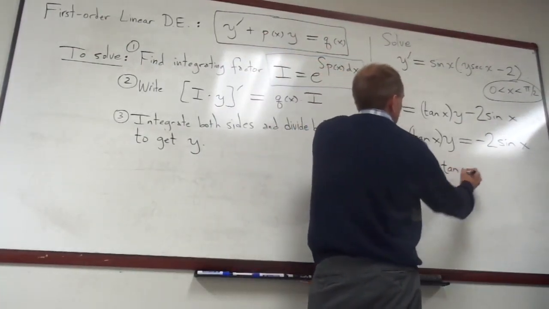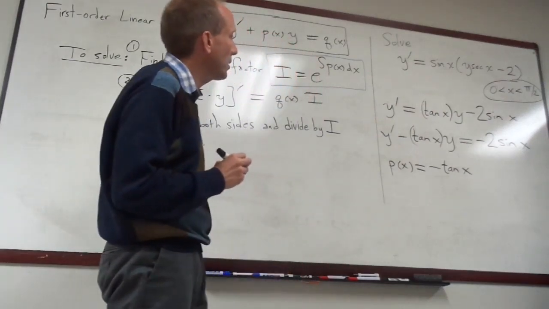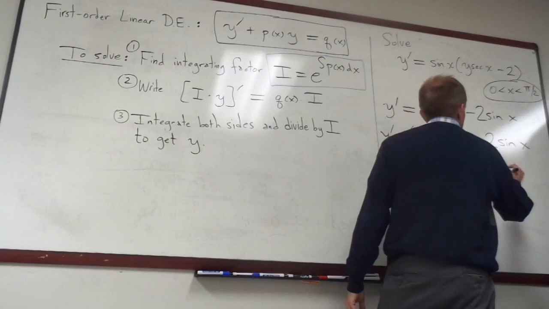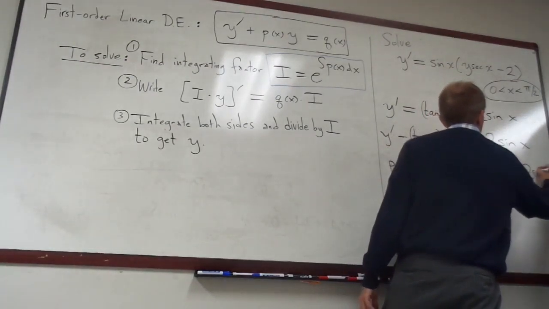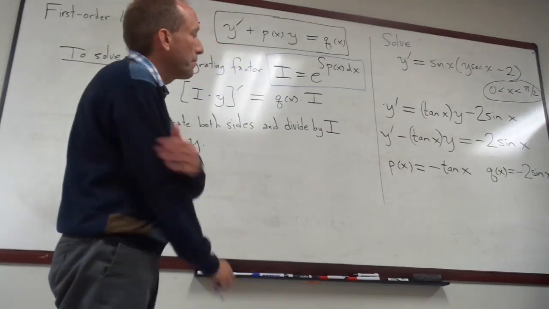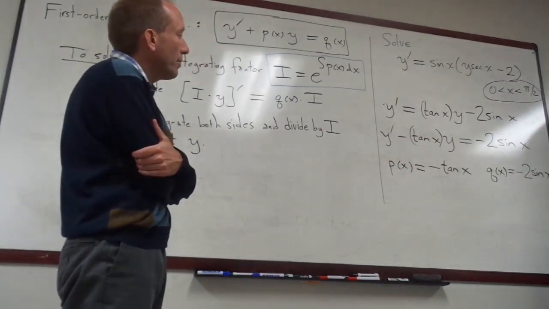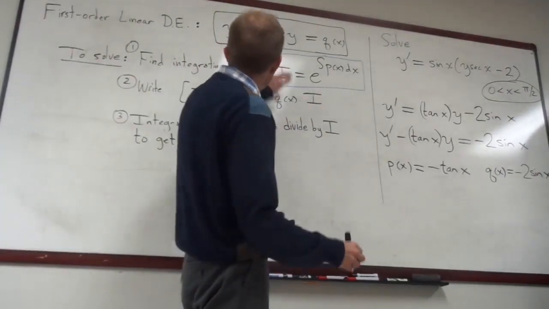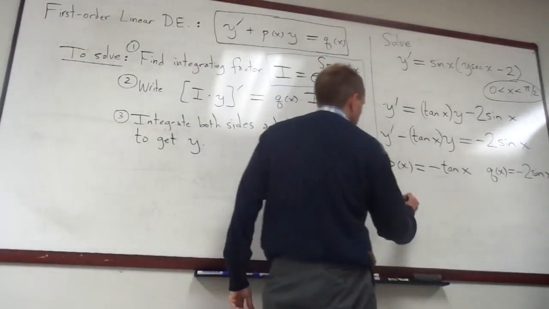You need to include the minus into the p of x because there's a subtraction. And q of x is equal to negative 2 times the sine of x, like that. Okay? So we have p of x, we have q of x, and that's where we're starting from. So the next thing we need to do is write down the integrating factor.